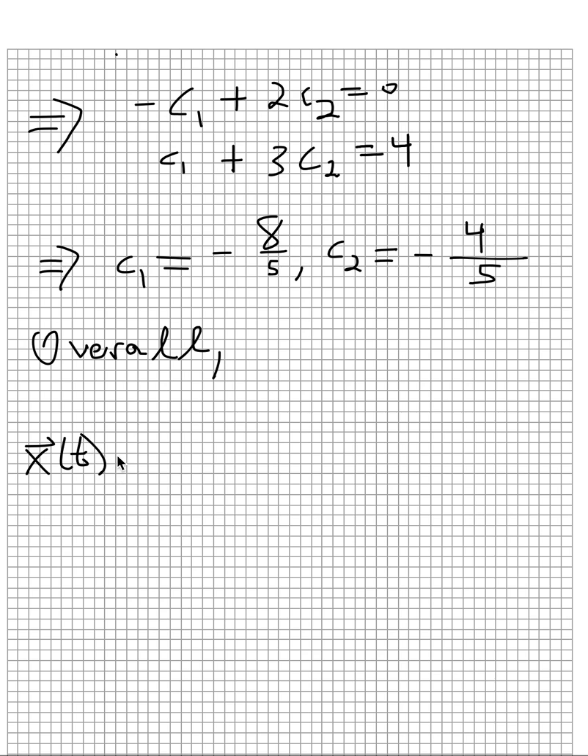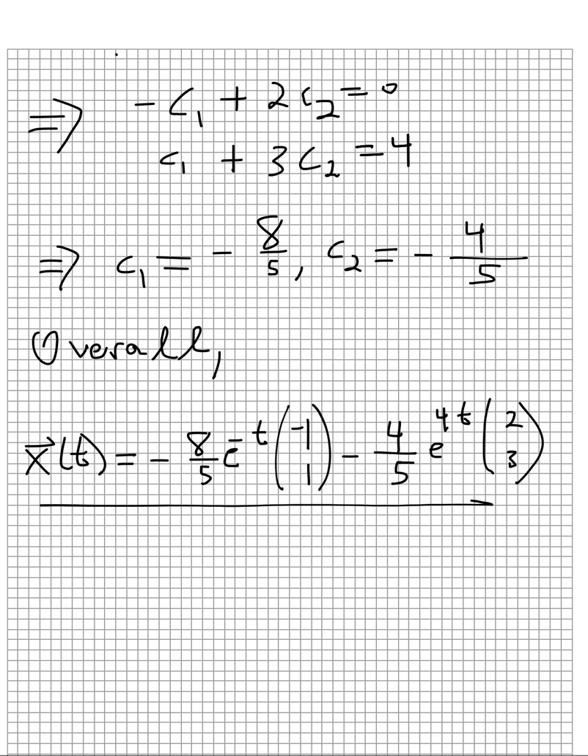x of t then equals negative 8 over 5 e to the negative t, times the vector negative 1, 1, minus 4/5 e to the 4t, and the eigenvector was 2 and 3. And that's how we do it.